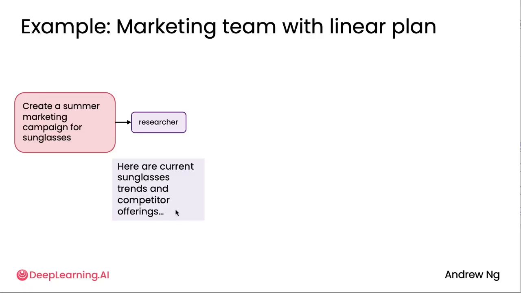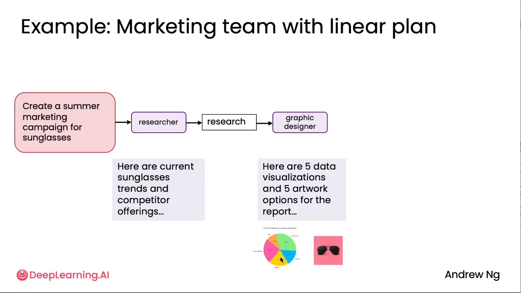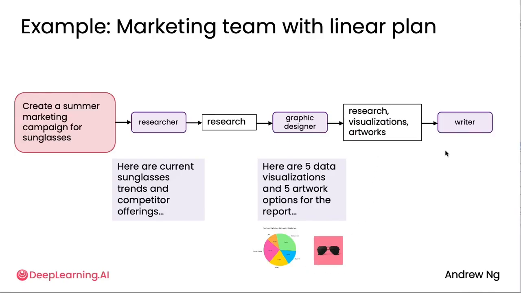This research report can then be fed to the graphic designer that looks at the data the research has found and creates a few data visualizations and artwork options. All these assets can then be passed to the writer that then takes the research and the graphic output and writes the final marketing brochure. The advantage of building a multi-agent workflow in this case is when designing a researcher or a graphic designer or a writer, you can focus on one thing at a time.